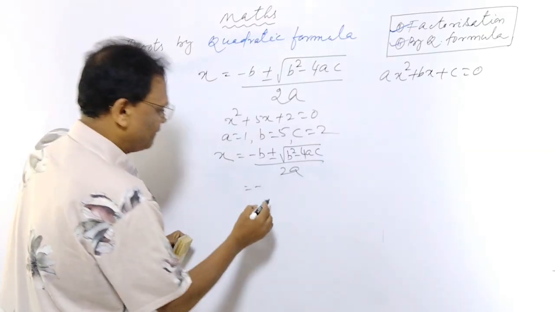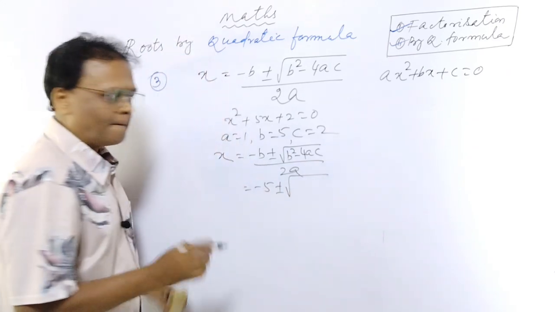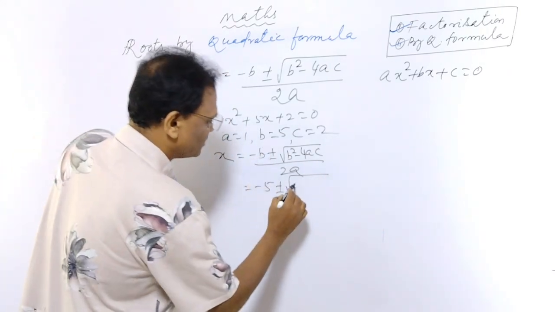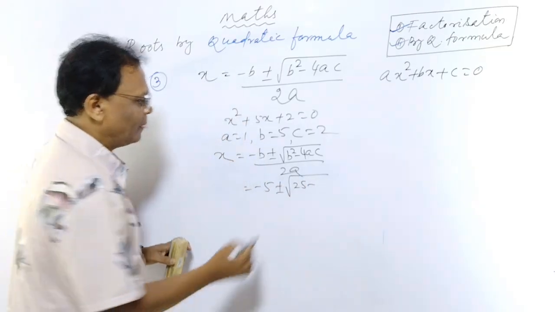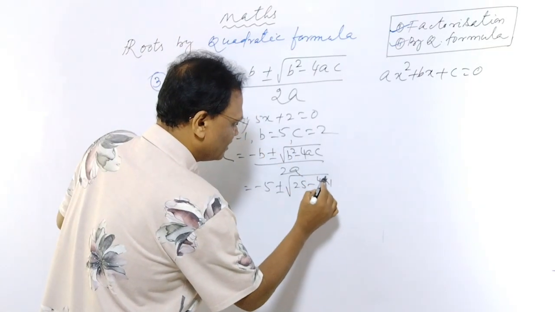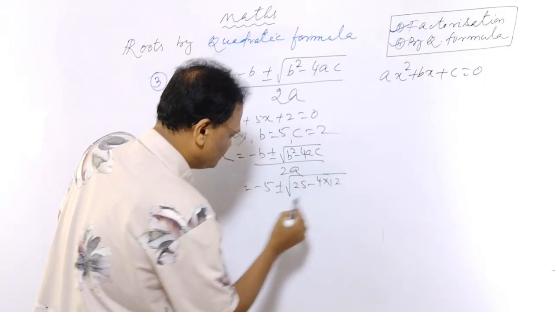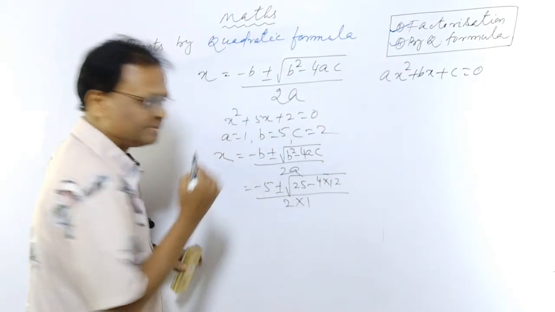Minus b, what is your b? 5 plus or minus root over b square. What is b square? b is 5, so b square is 25. 5 times 5 is 25, minus 4 into a, which is 1, into c, which is 2, divided by 2 into a, again a is 1.